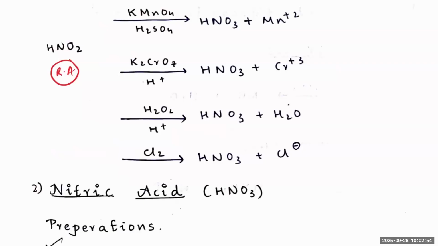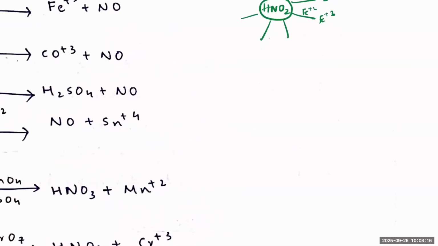Next, as a reducing agent, Fe+2 could form the green ring compound. Brown ring, sorry, the brown ring compound, because you have NO also.